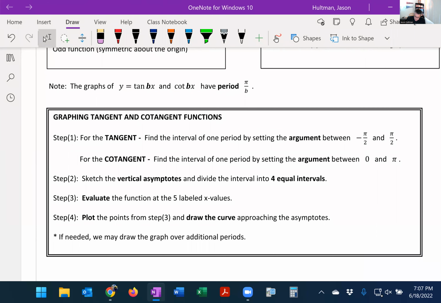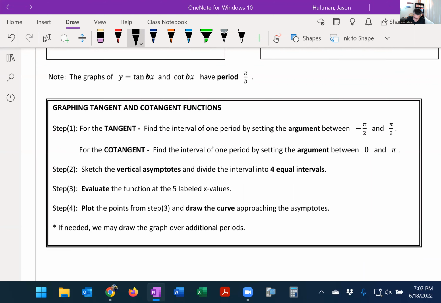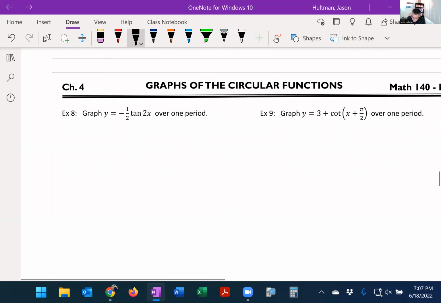Okay, sketch the vertical asymptotes and divide into 4 equal subintervals. Evaluate the function at the 5 labeled x values. Plot the points from step 3 and draw the curve approaching the asymptotes. And if needed, we may draw the graph over more periods. Okay, so let's try this. Let's graph a couple of these.